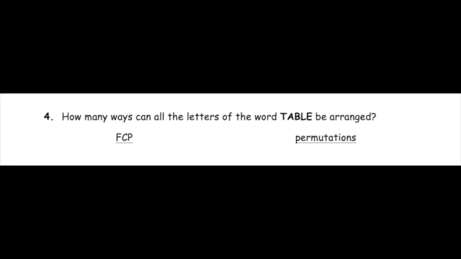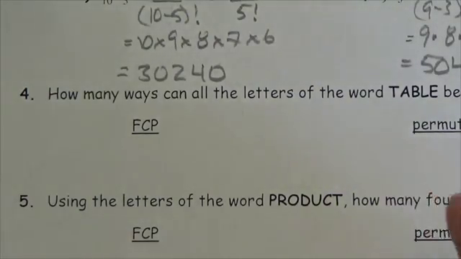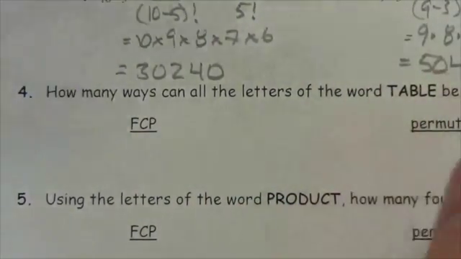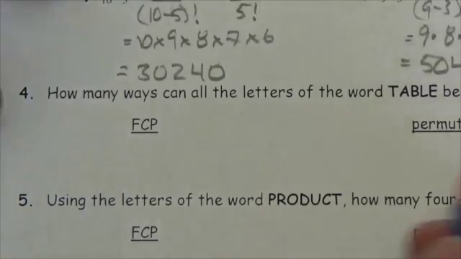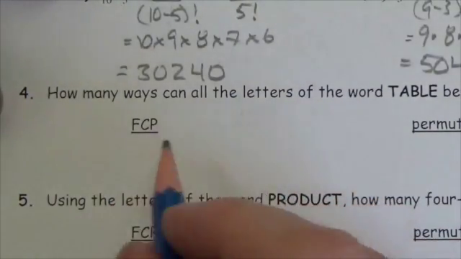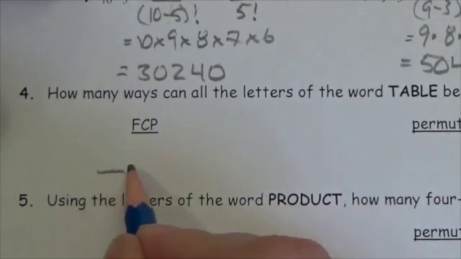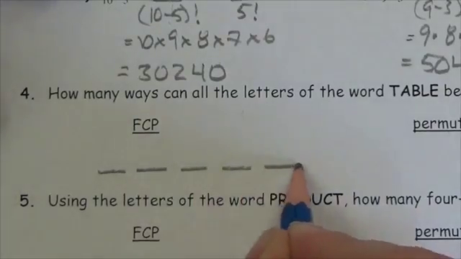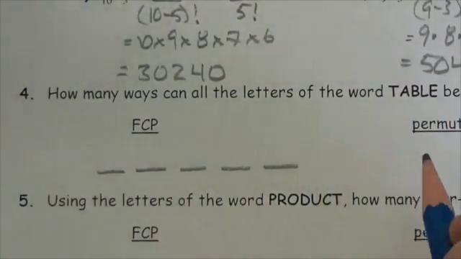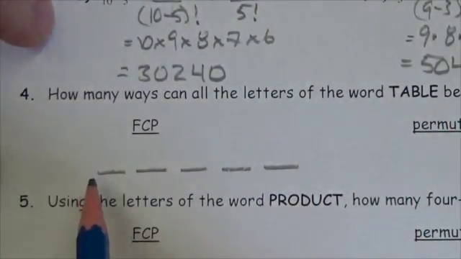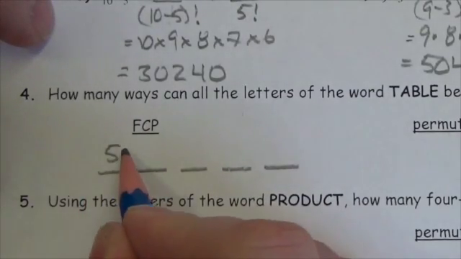How many ways can all the letters of the word table be arranged using the fundamental counting principle and then using permutations? This is an idea we've talked about earlier. We've got the word table, and there are 5 letters in the word table. So if we're going to organize these using the fundamental counting principle, that would be 1, 2, 3, 4, 5. I've got 5 different subtasks to complete. What am I going to put in the first position? Well, there are 5 options.